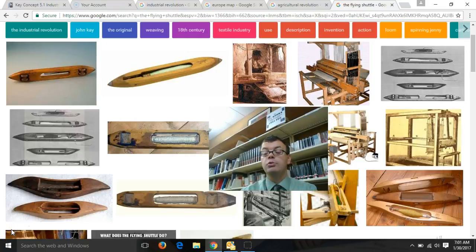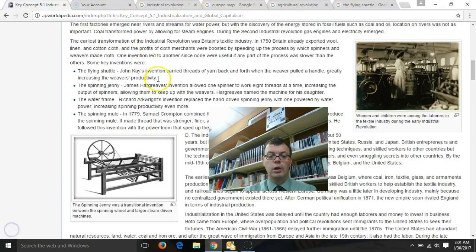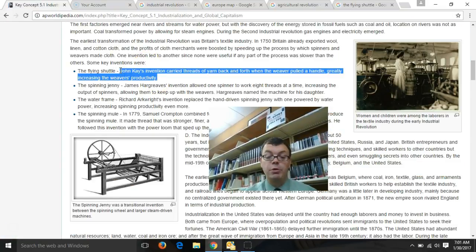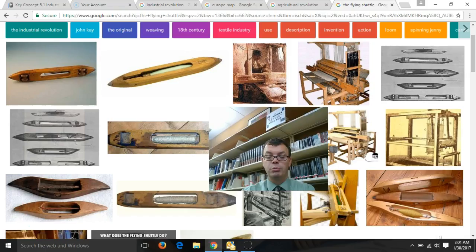All right, our next word is the flying shuttle. Basically going to go with our definition we got here from AP Worldopedia. The flying shuttle is an invention that carried threads of yarn back and forth when the weaver pulled a handle, and this increased the weaver's productivity.